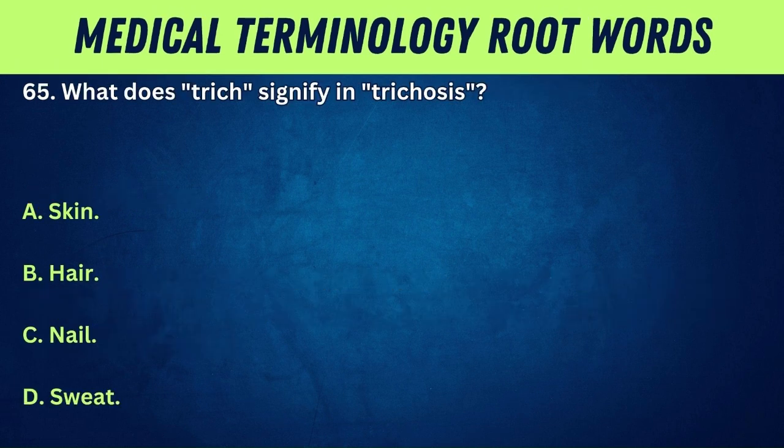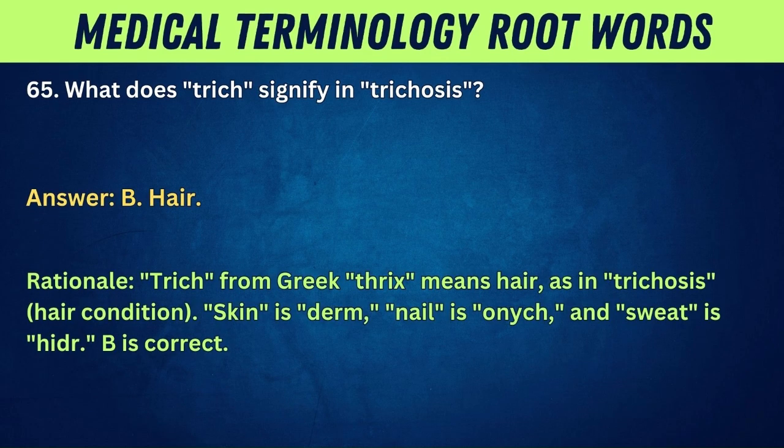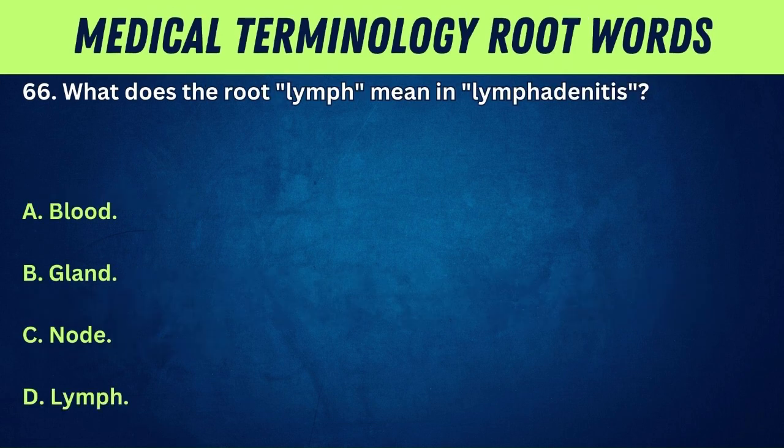65. What does trich signify in trichosis? A. Skin. B. Hair. C. Nail. D. Sweat. Answer: B. Hair. Rationale: trich from Greek thrix means hair, as in trichosis, hair condition. Skin is derm, nail is onyx, and sweat is hydr. B is correct.